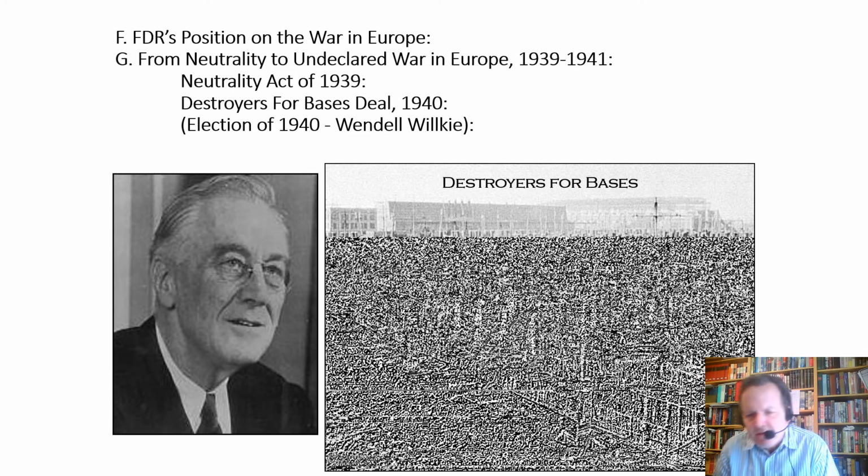So one of the things Roosevelt will do, I tell you, he's trying to find ways to help the British. And one of the ways he does is something called the Destroyers for Bases deal. Now, this photo of it has gotten corrupted. I need to replace it if I can find it again, or just take it out entirely. But trust me, this photo is a row of World War I surplus destroyers.